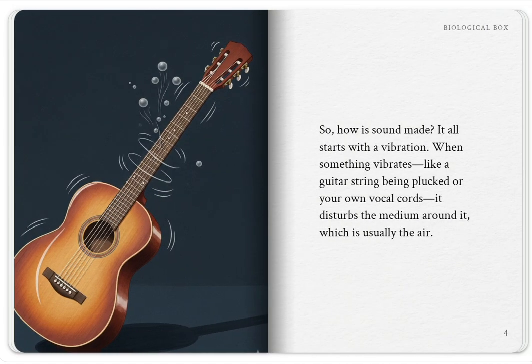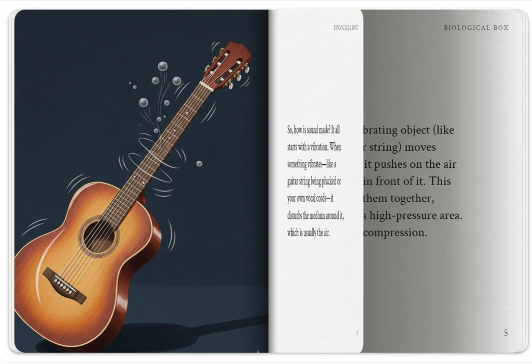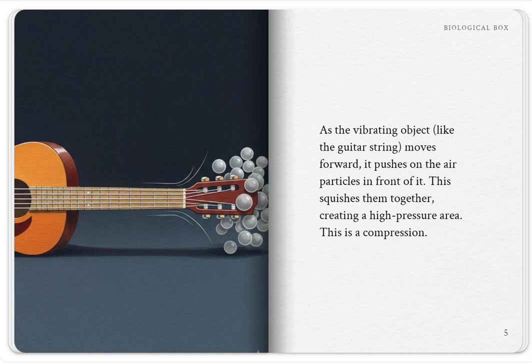So how is sound made? It all starts with a vibration. When something vibrates, like a guitar string being plucked or your own vocal cords, it disturbs the medium around it, which is usually the air. As the vibrating object, like the guitar string, moves forward, it pushes on the air particles in front of it. This squishes them together, creating a high-pressure area.